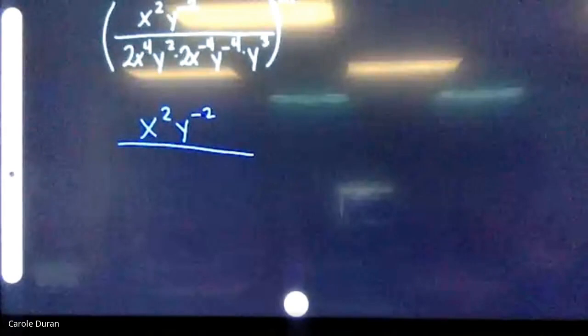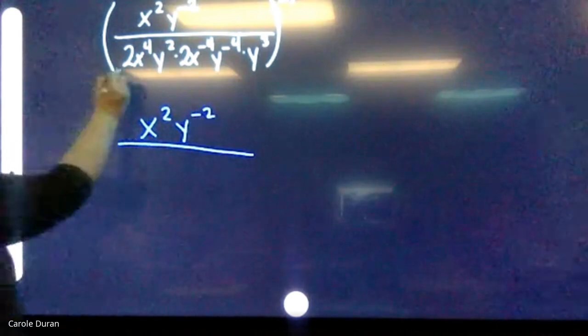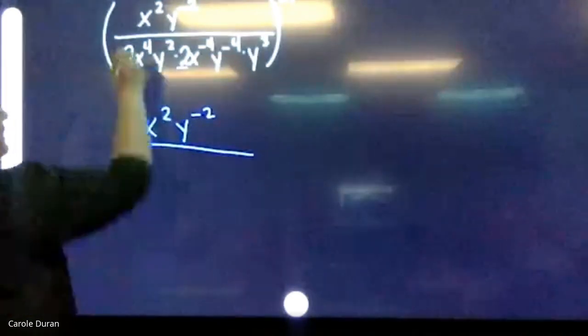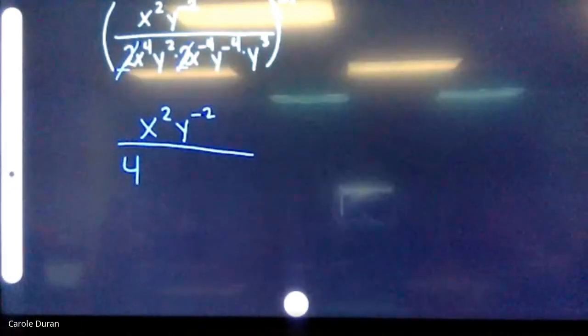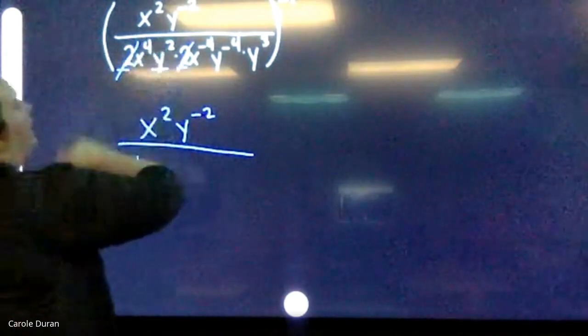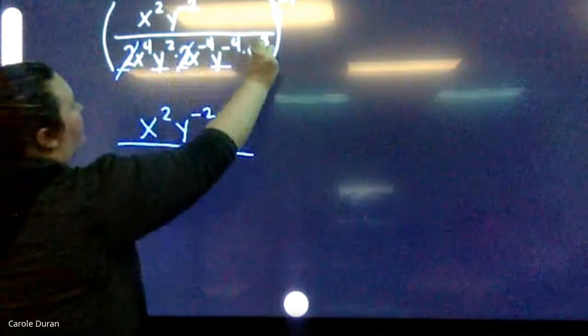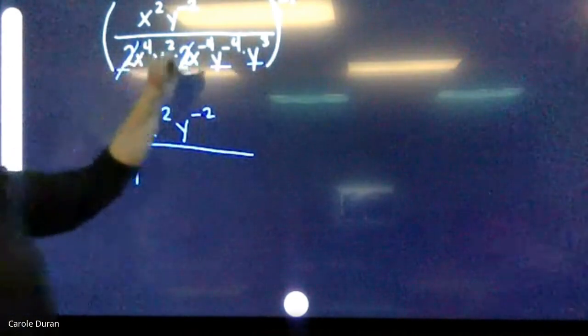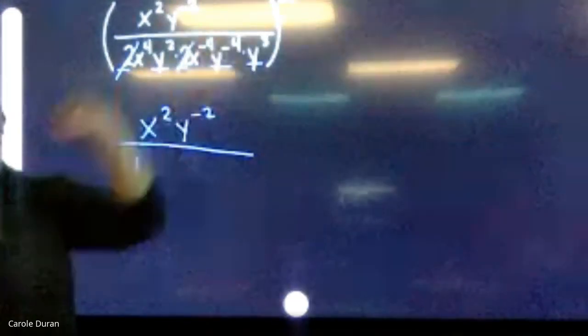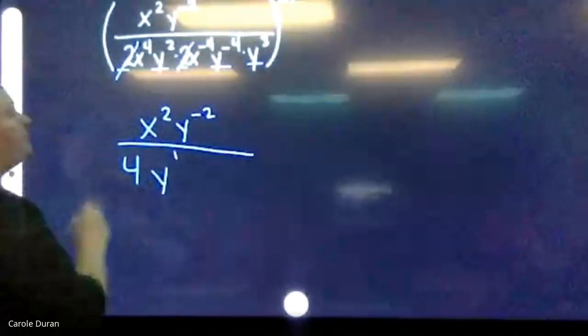Is there anything I can combine in my denominator? Pete, what's the first thing I can combine? The 2's. I have a 2 here and I have a 2 here. They can combine to become 4. What else can I put together? All of the y's. So right now I have a y squared, a y to the -4, and a y cubed. So I need to add all of those together. So 2 minus 4 is -2, plus 3 is +1. So that becomes y to the 1.